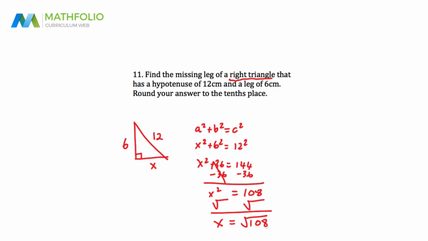which we could simplify. 4 goes in there, but looking back, it tells us to round to the 10th place. So I'm just going to grab a calculator and try and get that answer to the 10th place, the square root of 108. And the square root of 108 is 10.4, so I'm going to label that answer down here, equals 10.4. And it is to the 10th place, so that is our question 11.